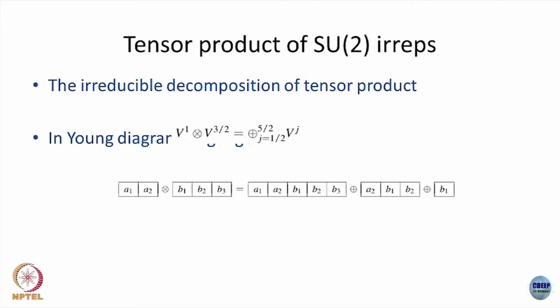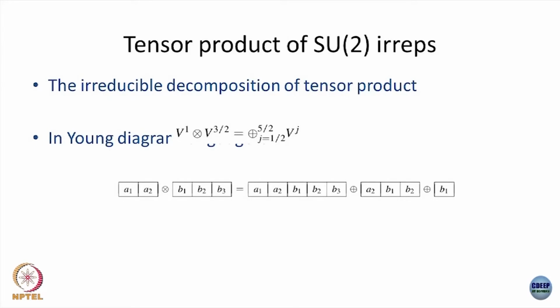The right hand side is irreps, the left hand side is a reducible rep. What are the dimensions? Spin 1 has dimension 3, spin 3 by 2 has dimension 4, 3 into 4 is 12, and it has to split up into so many irreps so that the dimensions add up to 12. Is it happening? For spin 1 you will put a 2 box diagram, for spin 3 by 2 you will put a 3 box diagram, because number of boxes plus 1 is the dimension: 2 plus 1 is the dimension, 3 plus 1 is the dimension. Now you combine and write the diagram.